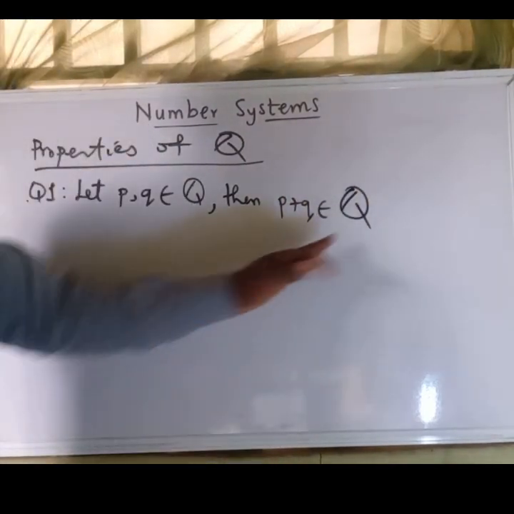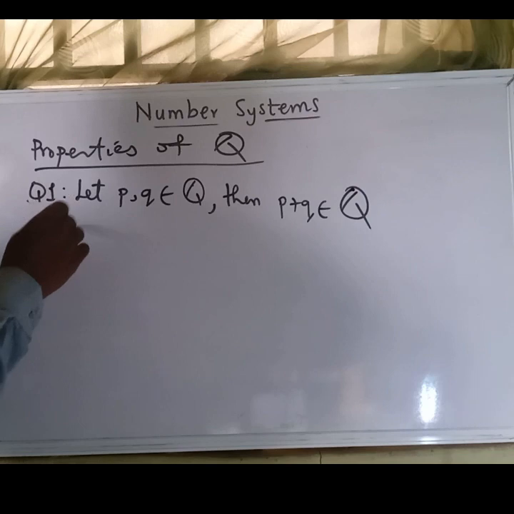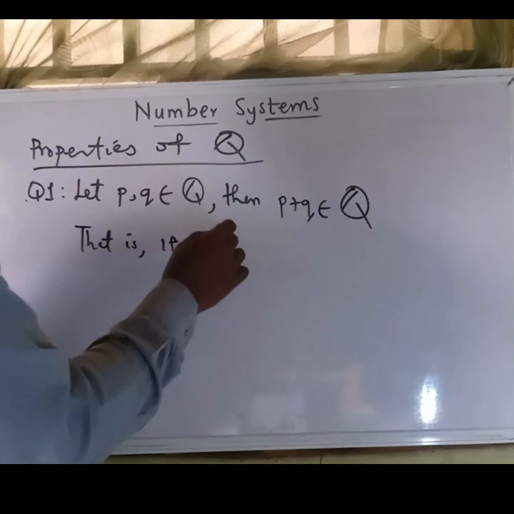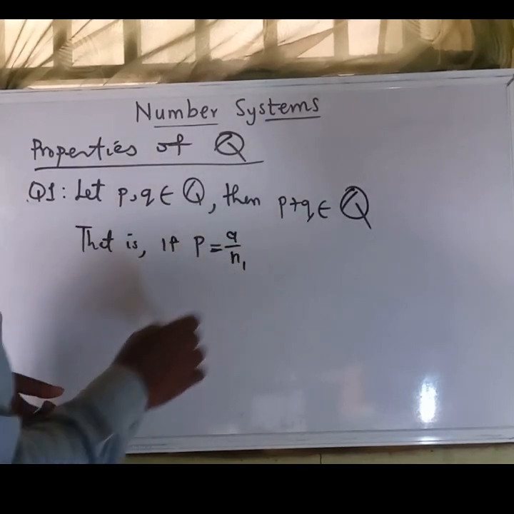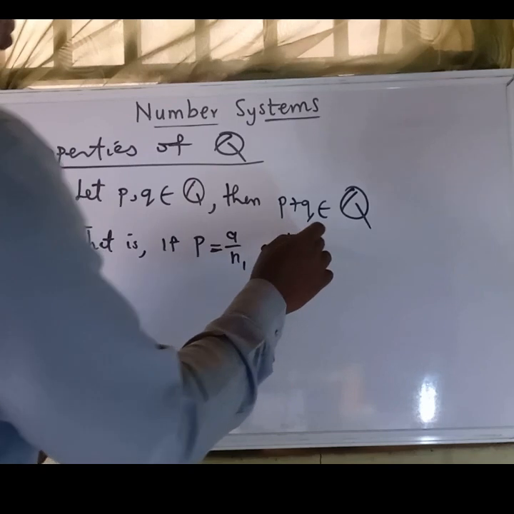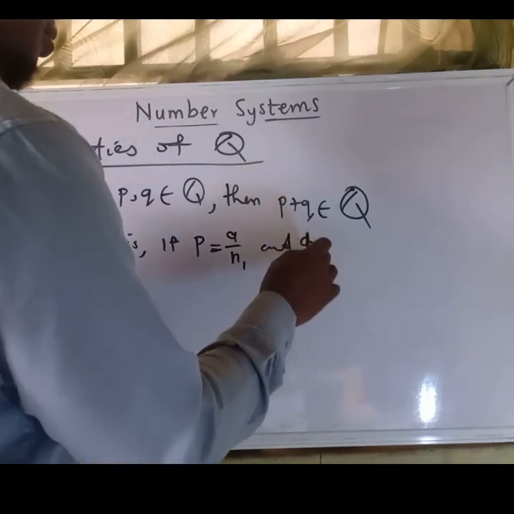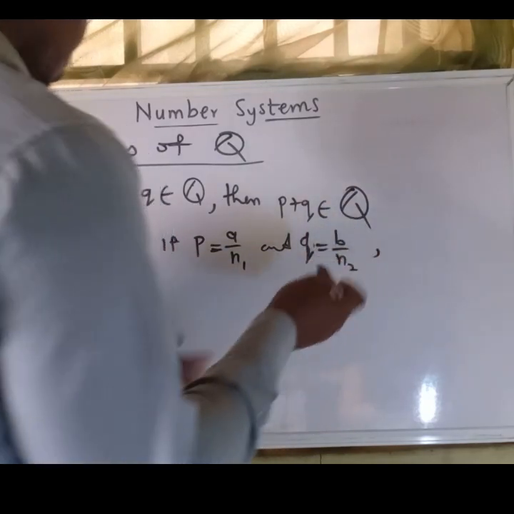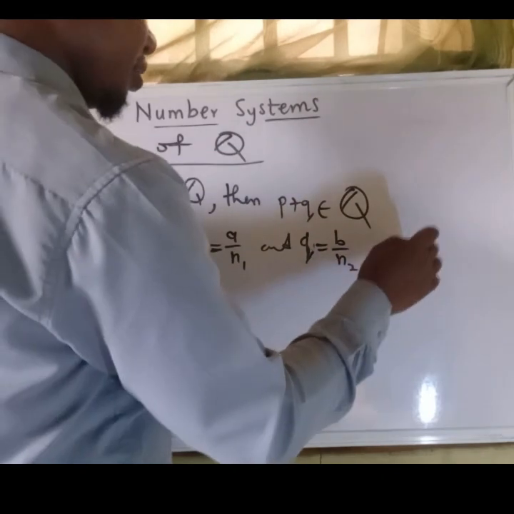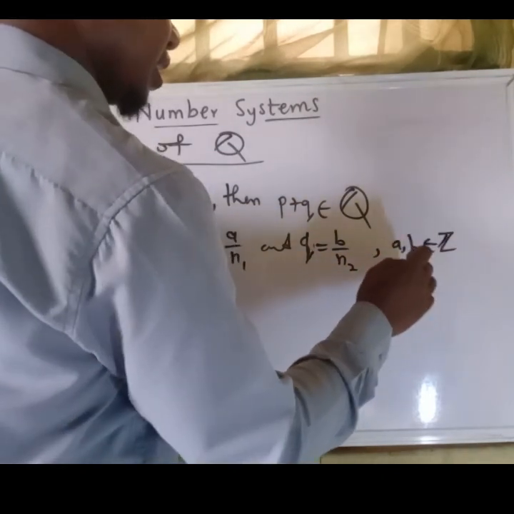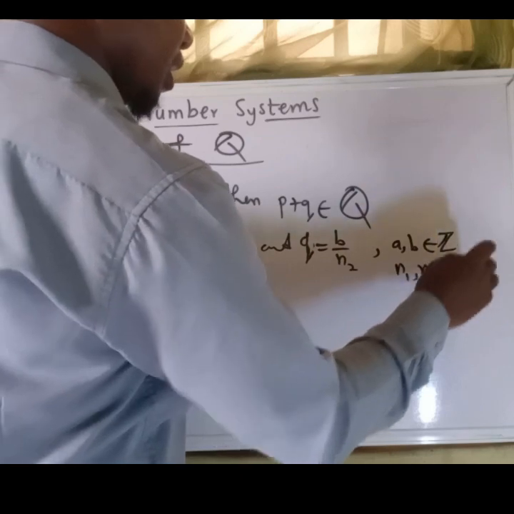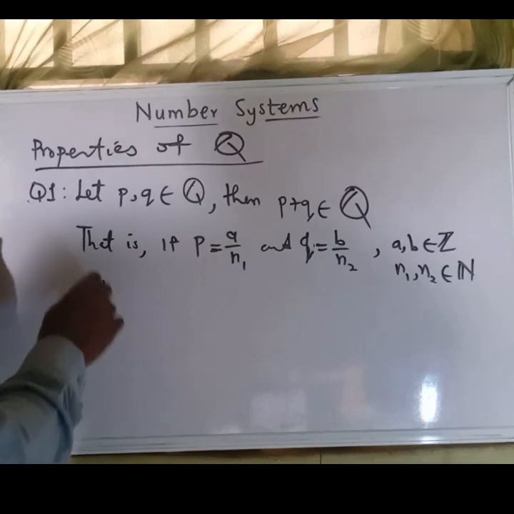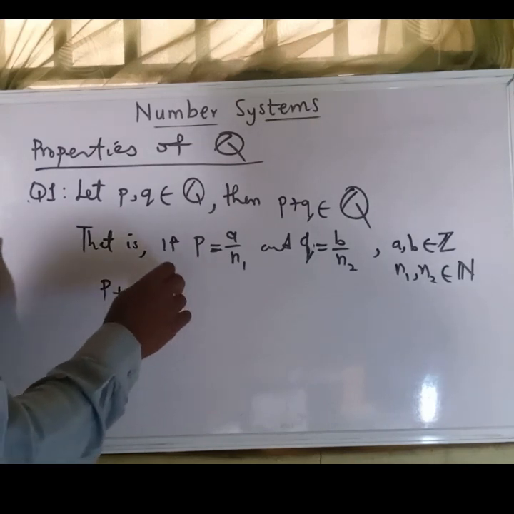P plus Q is also a rational number. What are we saying here? That is, if P, as we have posted earlier, is this, and Q is this. Here you will see that A and B are integers, and N1, N2 are natural numbers. So what we are saying here is that if you add these two numbers together, this simply means this.